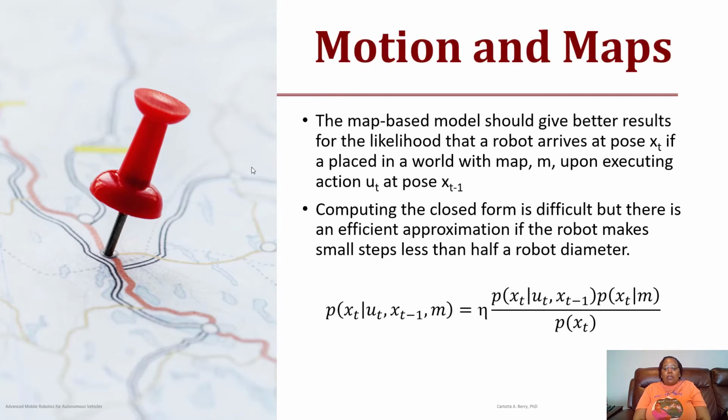So the map-based model in theory should give us better results because you now have the likelihood that a robot can arrive at pose xt if placed in a world with map M and can execute ut at pose xt minus 1 and also can execute from xt minus 1 to xt without hitting things. So computing that closed form is difficult once again, but there is an efficient approximation if the robot makes small steps less than half of a diameter. So if the robot makes small steps, then this formula becomes the normalization constant times the probability of xt given ut, xt minus 1 times the probability of xt given the map over the probability of xt.